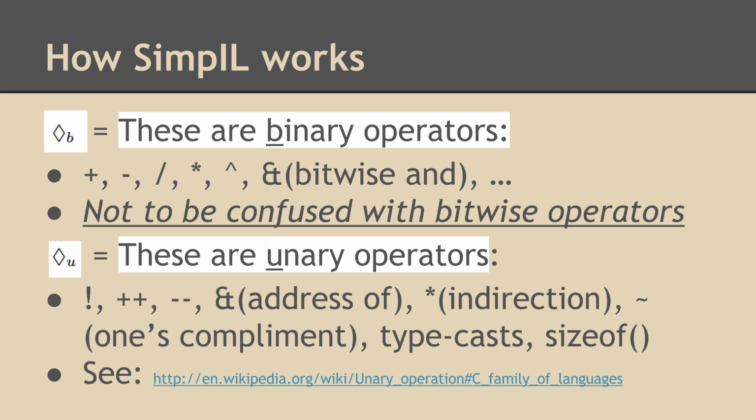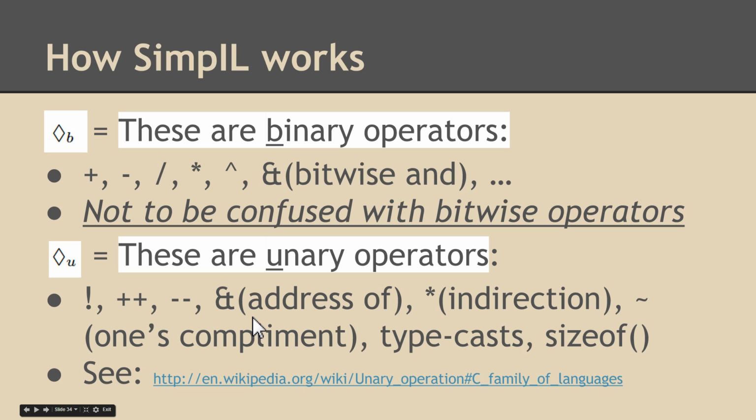So there are two types of operators. There are binary operators, and you see diamond B for binary and diamond U for unary operators. So x plus y: the x and the y are two values, hence the binary operator. And for x plus plus, it would just be one value, hence the unary operator, if you didn't know this stuff already.